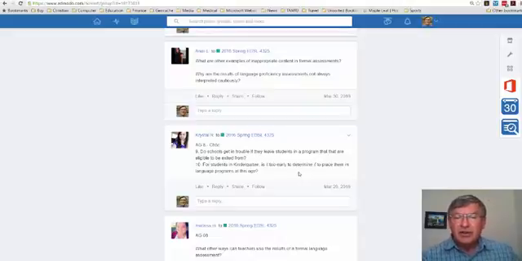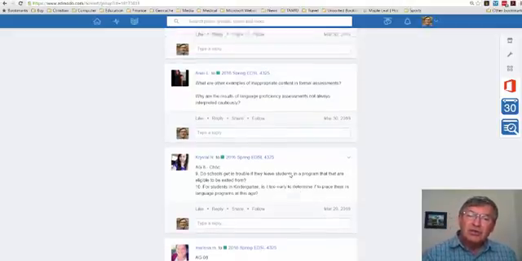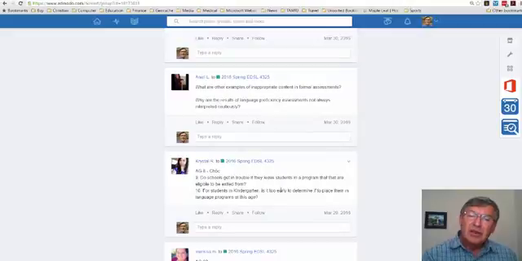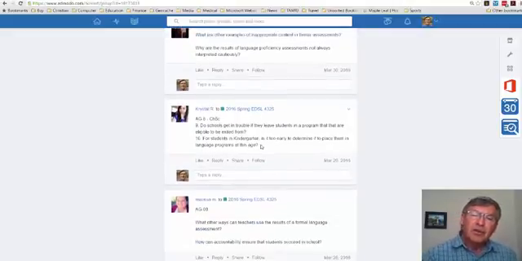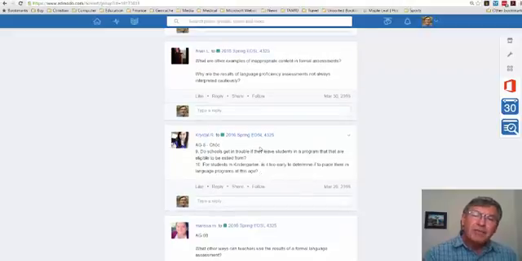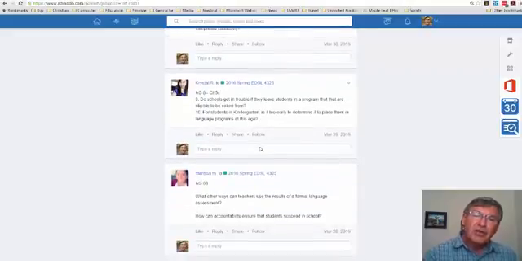Okay, for students in kindergarten, is it too early to determine whether to place them in language programs at this age? No, they speak no English, of course. They need to be in some kind of a program. But you're going to be working with kids that are probably a little bit older. You wouldn't have ESL so much in kindergarten. It's possible, but it would be much different.